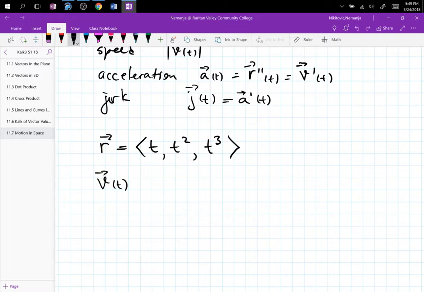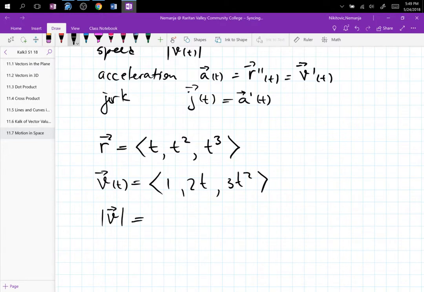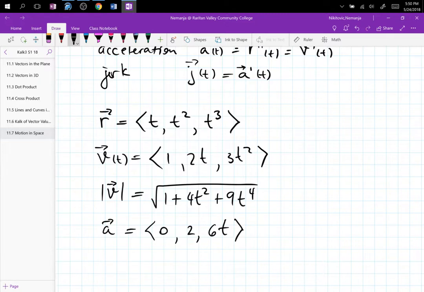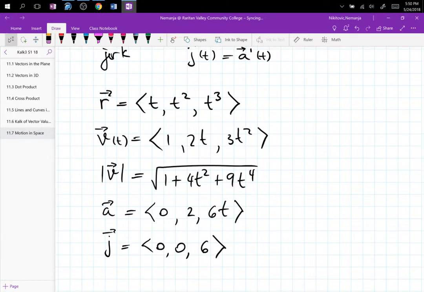It just connected. All right. 1, 2t, 3t squared. Velocity, speed is going to be square root of 1 plus 4t squared plus 9t to the 4th. Can't simplify that. And then acceleration is 0, 2, 6t. And then jerk is going to be 0, 0, 6. And that's all of the concepts which we covered.